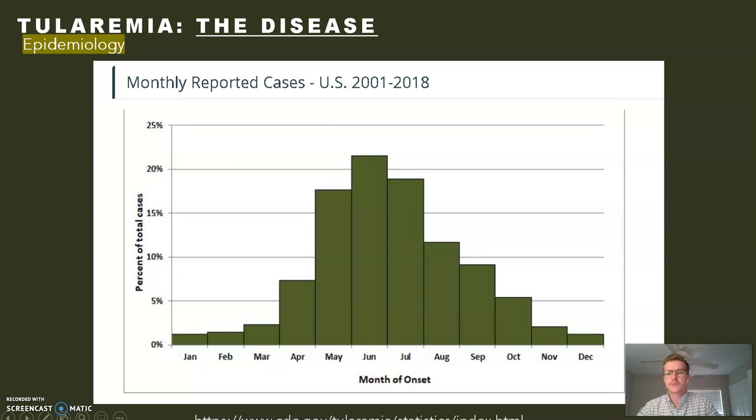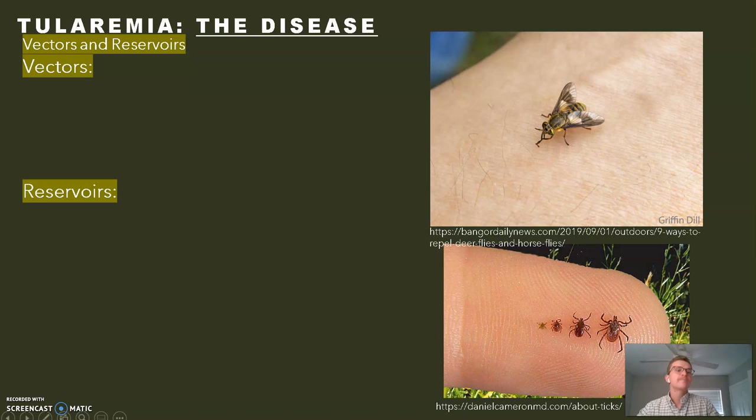That's probably just because people are more out and about. And if you have ticks and fleas and horseflies coming around, summer is probably the best time for them. Most people are around, so that's probably why we see that. So again, the vectors and reservoirs, arthropods, like I said, we're going to have ticks and deer flies.